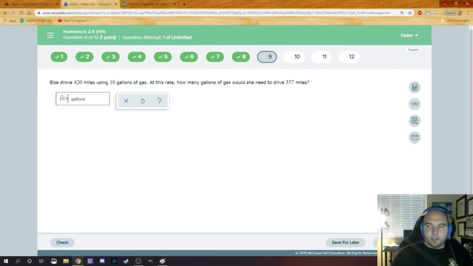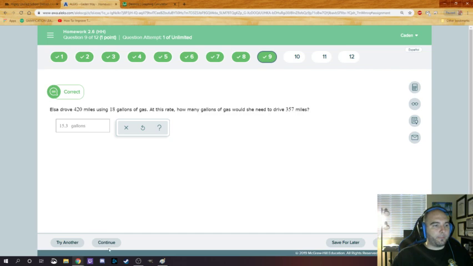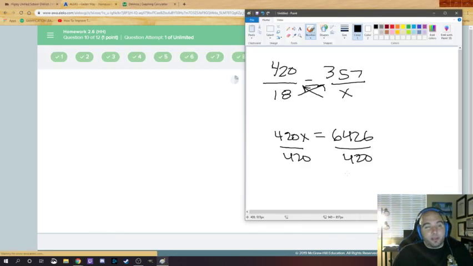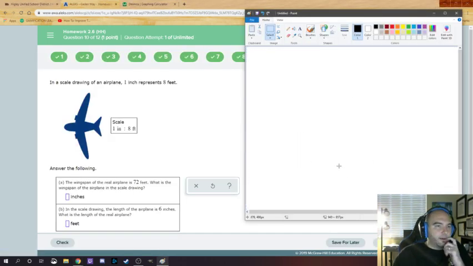And now make sure your answer makes sense. For example, 18 gallons of gas gets you 420. If you're going 357, you're probably going to use less gas. So at least do a small favor to yourself and confirm that it makes sense. If I'm going less miles, I used less gallons. Yes, I did. So that makes sense to me. That's probably like a little mental check you can do just to make sure you're right.